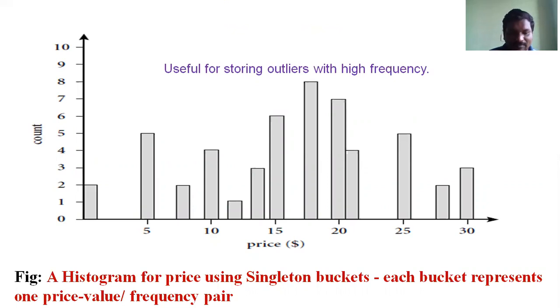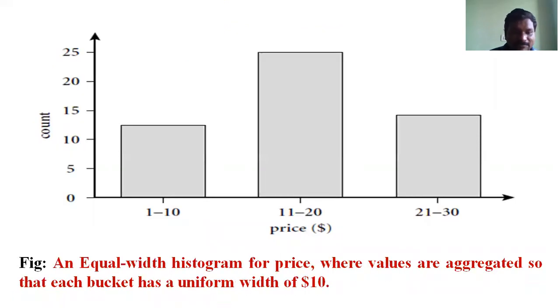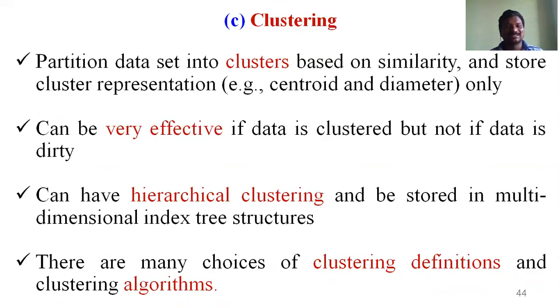Each bucket represents a price value or frequency pair. This is one type of representation. Based on equal width, 0 to 10, we count how many times values occurred. Then 11 to 20, how many times. Then 21 to 31. Here I used equal width, whereas previously I divided based on frequency. In this way you represent histogram data.